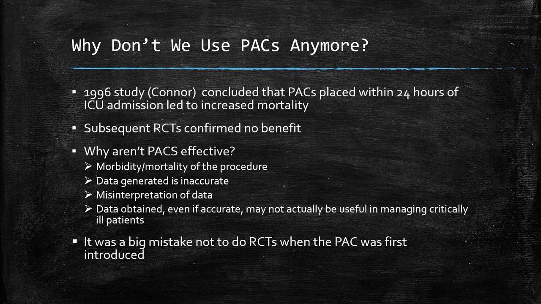So it's fair to question what went wrong. Why weren't pulmonary artery catheters effective? And there's no doubt more than one explanation. The first is that the catheter itself has a morbidity and actual mortality rate. Right heart catheterization is dangerous to patients.